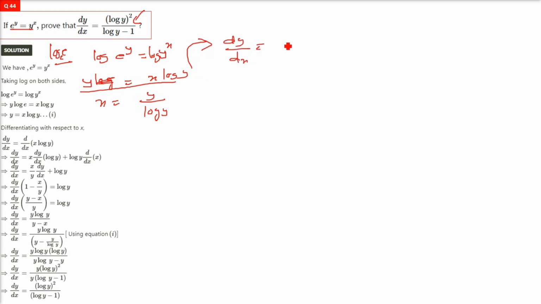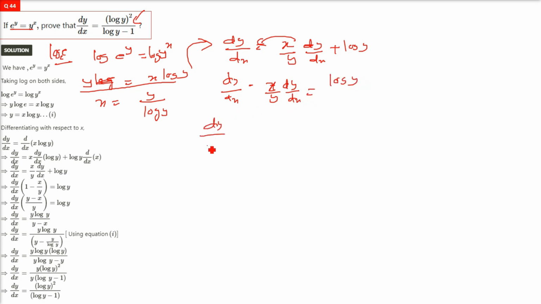So dy by dx is equal to, so x log y is 1 by y plus dy by dx also, plus log y, and then dy by dx of x will be 1. So dy by dx, and what we can do here is bring this here, x by y dy by dx on one side, log y on another side. So dy by dx, when you take common, it will be 1 minus x by y, and this is going to be equal to log y.